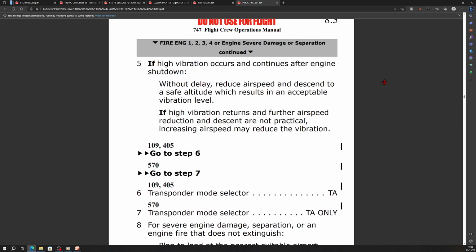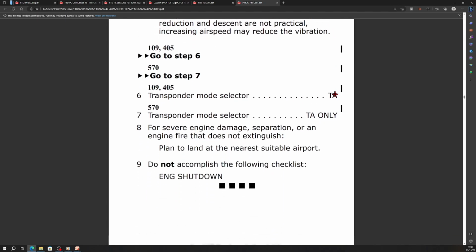If high vibration occurs and continues after engine shutdown, without delay, reduce airspeed and descend to a safe altitude, which results in an acceptable vibration level. If high vibration returns and further airspeed reduction and descent are not practical, increasing airspeed may reduce the vibration. And then for the freighter, go to step 7. That would be transponder mode selector TA only.